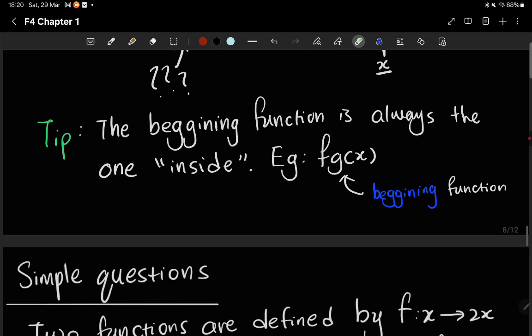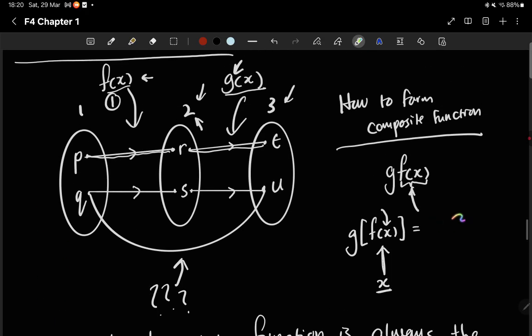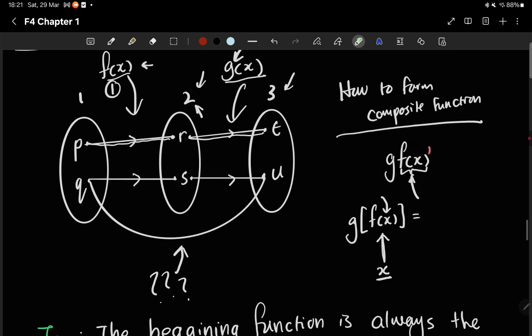So just to summarize once again, the reason the first function is always inside is that the function inside acts as an object for the next function. Whatever is produced from the function f of x is thrown into the function g of x to give us our final image, which is in set 3.